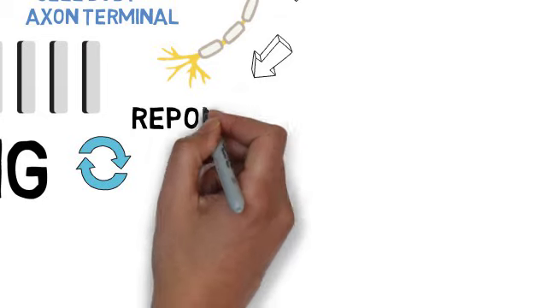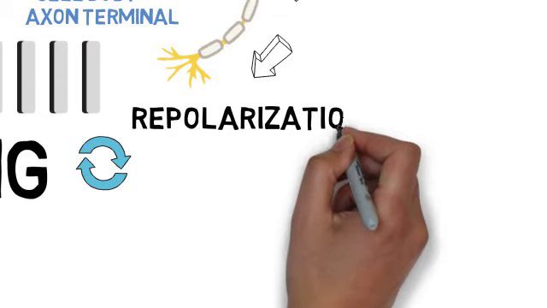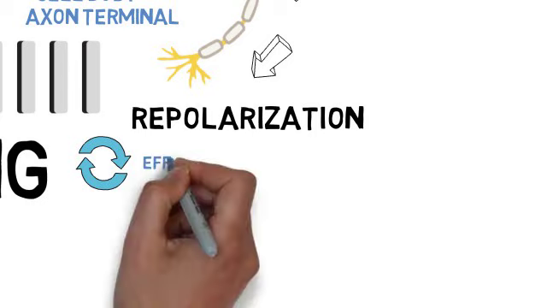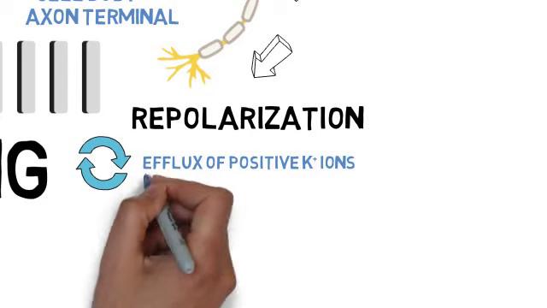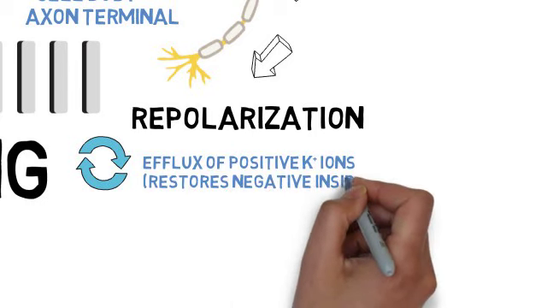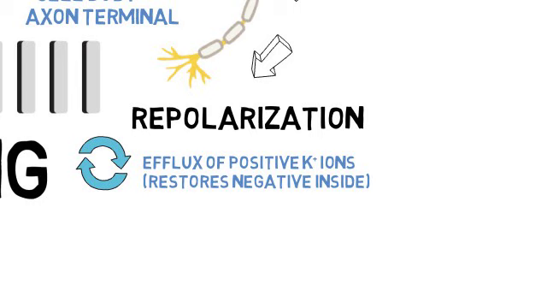This process is called repolarization. Ion channels that allow potassium ions to leave the cell open up, restoring the negative charge within the neuron. This return to resting potential prepares the neuron for the next signal. But the journey doesn't end there.